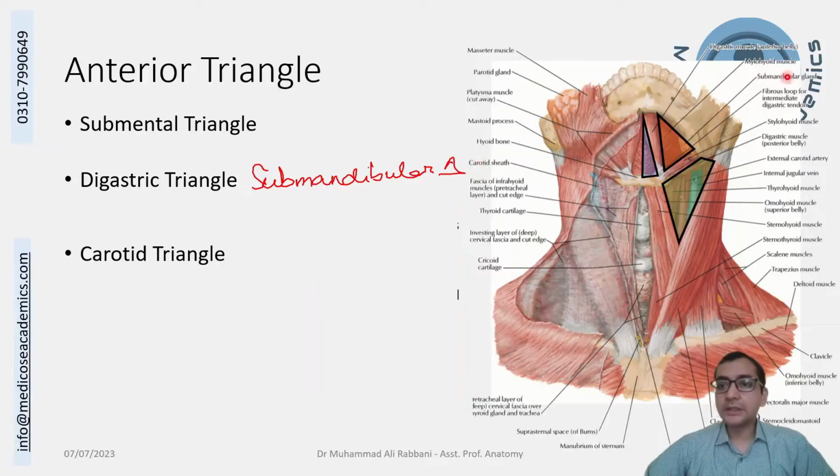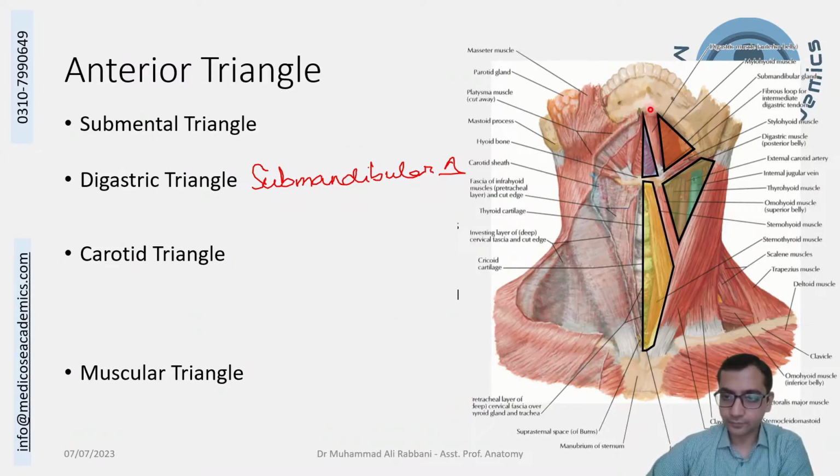Then the next one is the carotid triangle. As you can see, it has carotid vessels in it, internal carotid and common carotid. So it is made up of, superiorly, the digastric and stylohyoid muscles, anteriorly the superior belly of omohyoid, and posterolaterally the anterior margin of sternocleidomastoid.